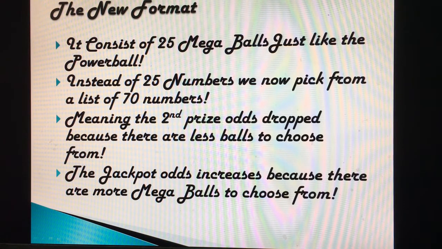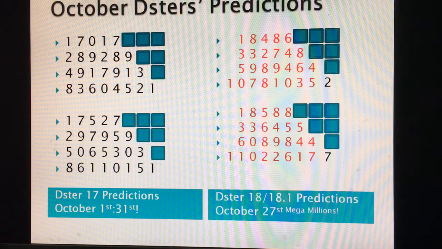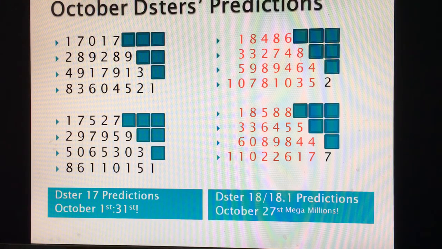And for Pick 3, using phase 3 or phase 3.1 to predict the exact number. And let's look at this Friday's Mega Millions. I'll be using D-Star 18 and 18.1. That's phase 2, which is using 2 D-Stars.